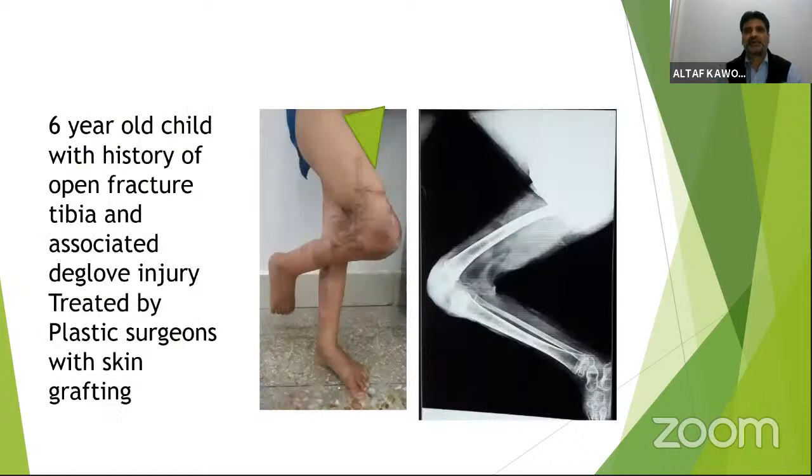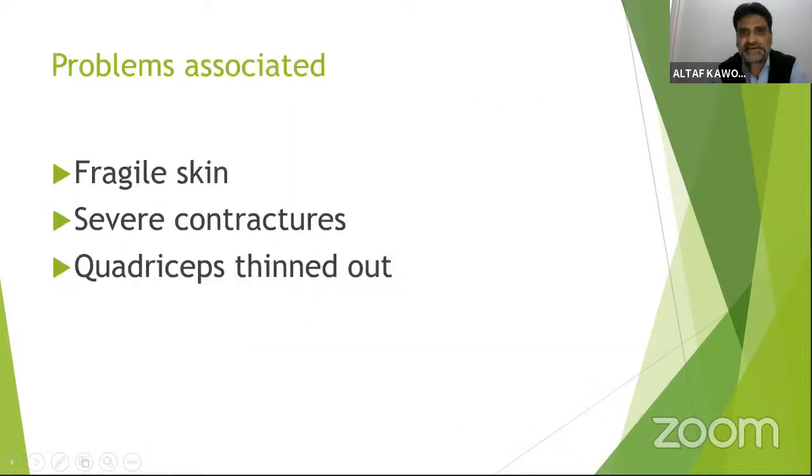And this is a very interesting case. This 6 years old child with history of open fracture tibia and associated degloving injury was treated by plastic surgeons. But again, he has a huge scar tissue, and there is hardly any movement in the joint, and the joint is fixed at more than 110, 120 degrees. So this was really a challenge to manage.